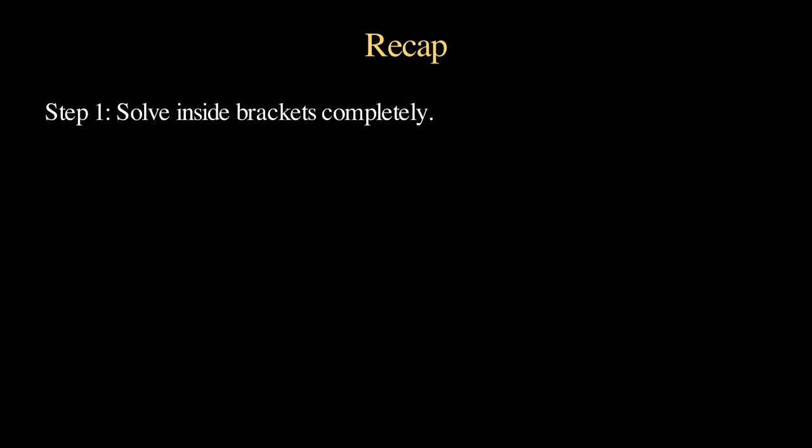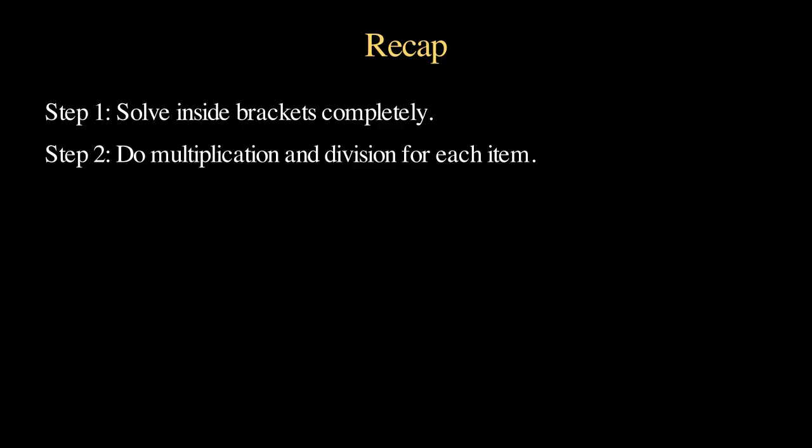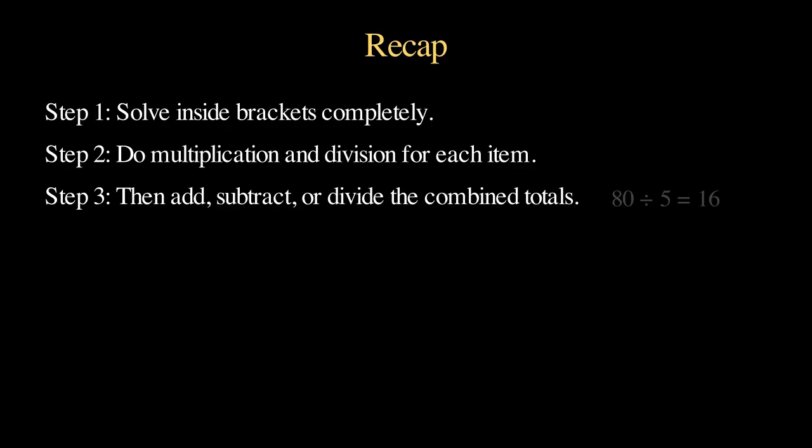So here's what we actually did both times. First, completely settle anything sitting inside brackets, since that's its own mini-bill. Second, work out any multiplying or dividing that belongs to a single item, because that tells you what that item truly costs. Third, only after every group and every item is settled, add and subtract those totals together, or split the final total among people, to reach the one correct answer.